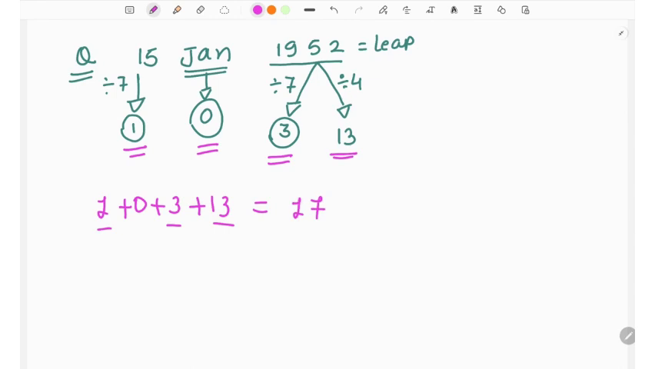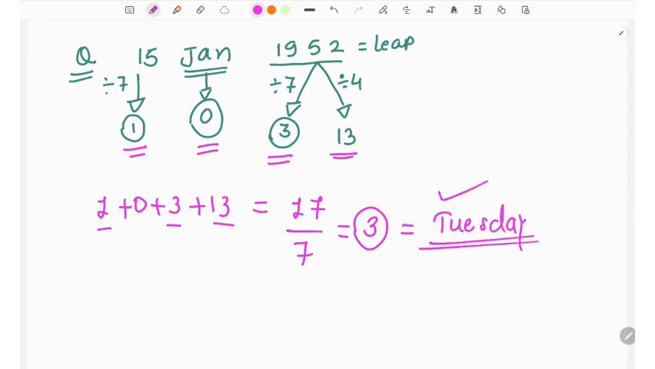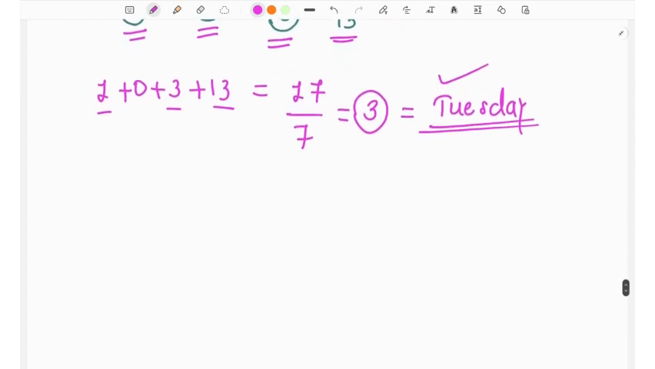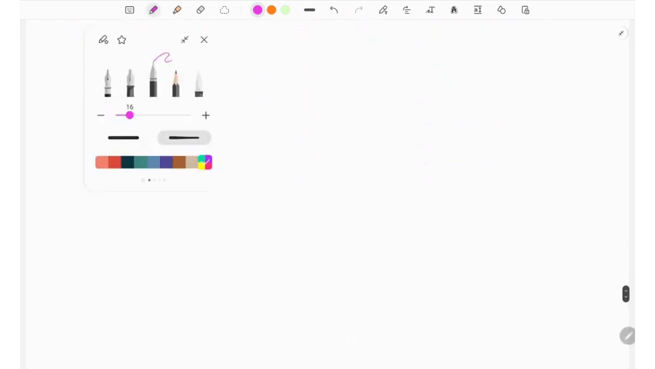What do we do with the final summation? We divide the final summation by 7 and again consider the remainder. 17 divided by 7, 7 2s are 14. What is the remainder, students? The remainder is 3, and the code for 3 is Tuesday. Hence Tuesday is the correct answer for the given question. I hope you have got this and that your answer came out correct. Moving on to the next question now.